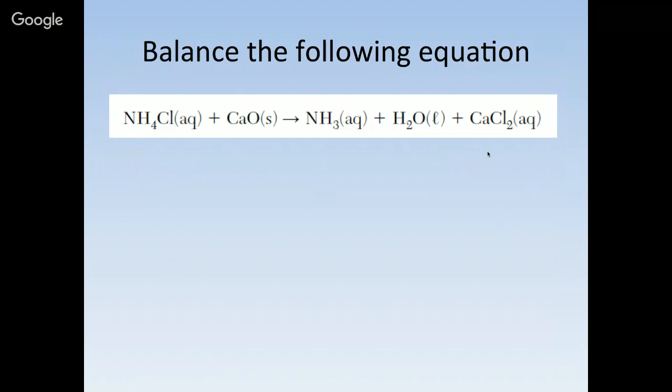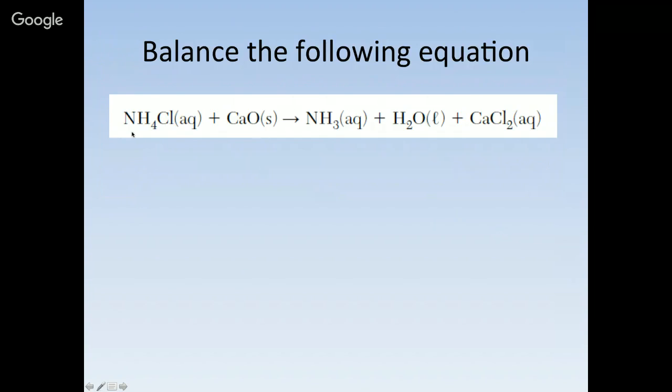So we start with 1 nitrogen, 4 hydrogens, 1 chlorine, 1 calcium, 1 oxygen on one side. On the other side, we have 1 nitrogen, 5 hydrogens. Remember to combine these two here to make 5. You have 1 oxygen, 1 calcium, and 2 chlorines. So start with the things that aren't balanced first.